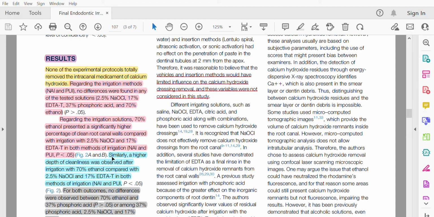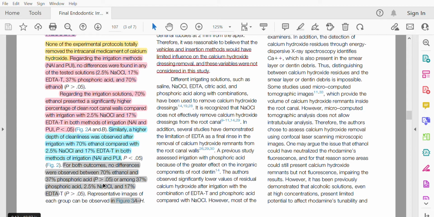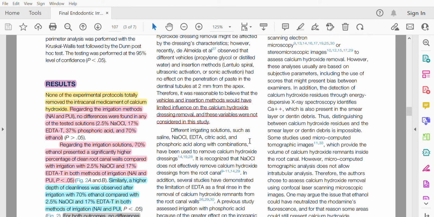Regarding the irrigation solution, 70% ethanol presented a significantly higher percentage of clean root canal wall compared with the other irrigants, except phosphoric acid, and the depth of cleanness in the dentinal tubule was the same. The 70% ethanol had a higher percentage of cleanness, but there was no difference between 70% ethanol and 37% phosphoric acid.